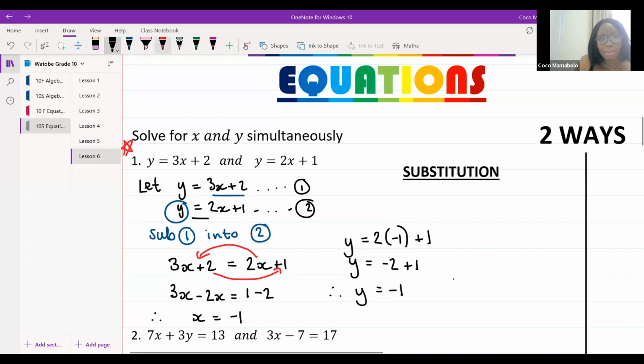Tabo says, why is it minus, ma'am? Because we had 1 minus 2. What is 1 minus 2? Tabo, -1. Okay, well done, David.